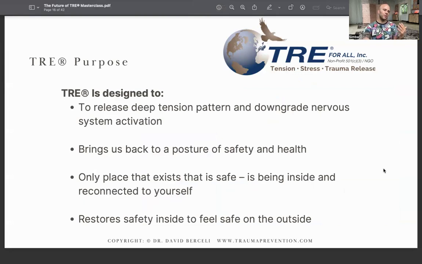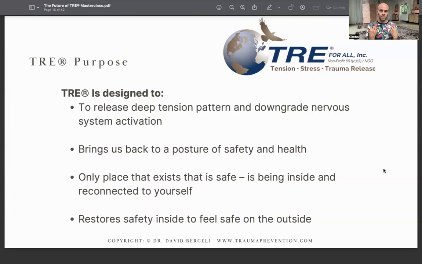So when we look at TRE, it's designed to release deep tension patterns and downgrade nervous system activation. So if you're feeling a lot of stress, maybe your heart is beating fast, or you're breathing fast, or you feel heat in your body, or your mind is racing, that's an acute stress that you will probably notice. A stress that you might not notice is that you always have tension in your body. It's hard to breathe fully. You might not feel certain body parts, they're disconnected from you. That's when the higher levels of stress have started to integrate and seep into your body, and then went into numbness.